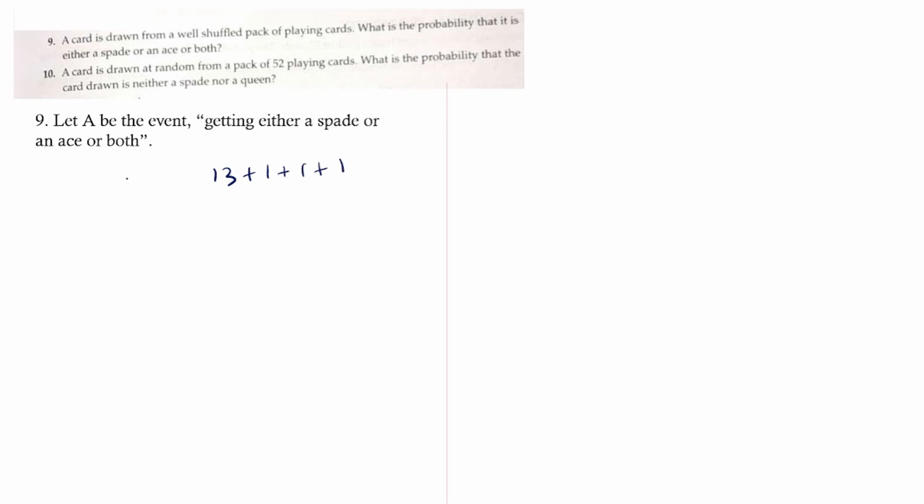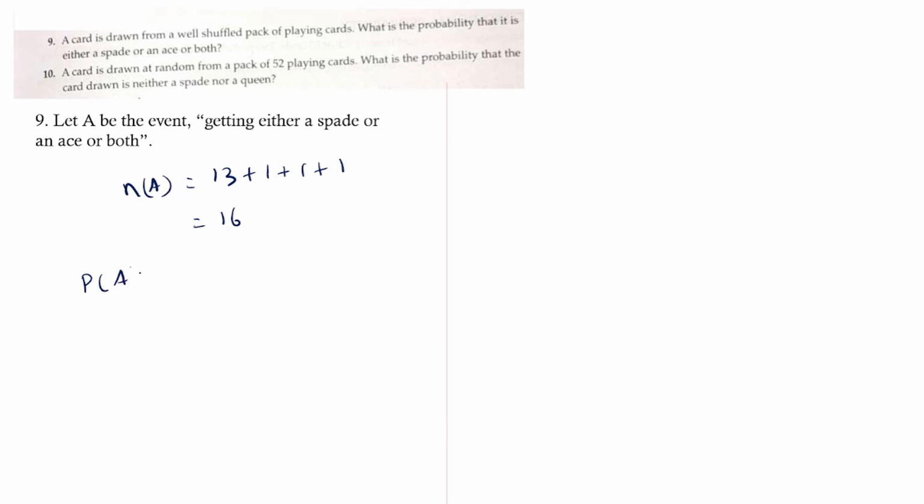Next question, a card is drawn from a well shuffled pack of playing cards. What is the probability that it is either a spade or an ace or both? So let A be the event of getting either a spade or an ace or both. There are 13 spade cards which includes an ace. Apart from the ace of spades, there are the ace of hearts, ace of clubs and ace of diamond. So n of A equal to 13 plus 1 plus 1. So it is equal to 16.